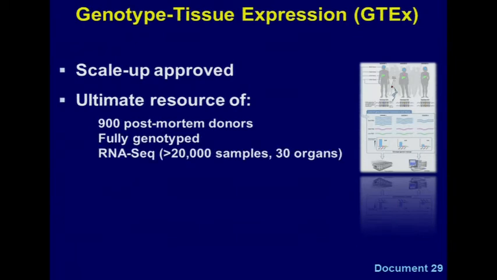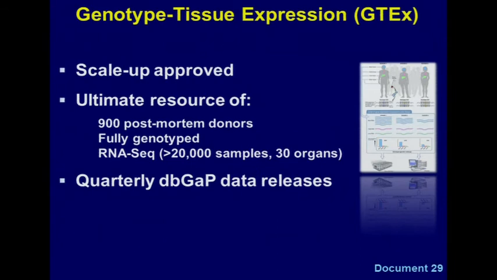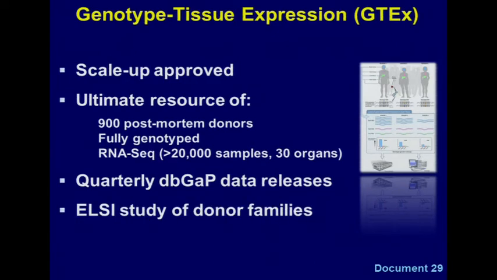Gene expression levels will be measured by RNA-seq for greater than 20,000 tissue samples collected from 30 organs. These data are being released through quarterly dbGaP data releases. The resource will also provide access to stored samples through an RFA currently scheduled for 2014. And GTEx also includes an ELSI study of the donor families.